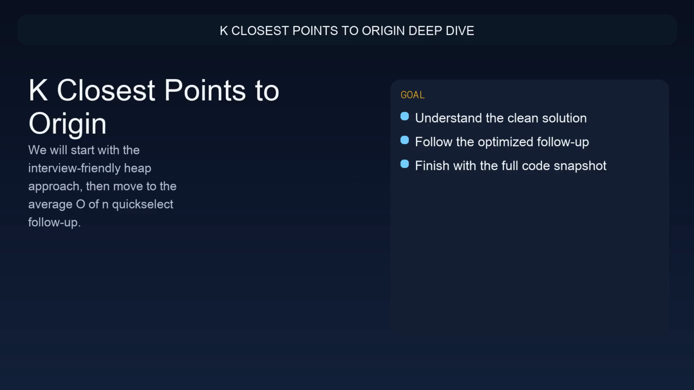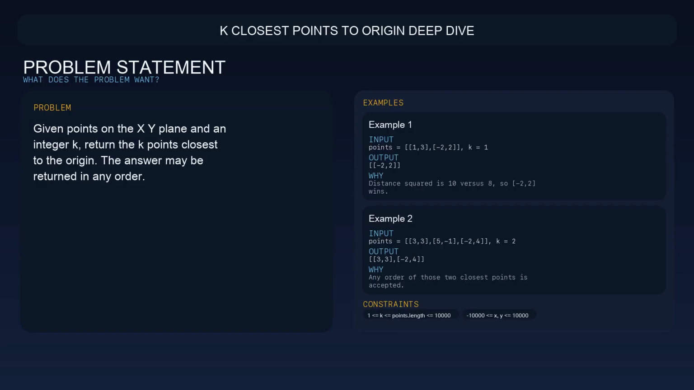In this longer version, I want to build 2 layers. First, the clean heap solution that is excellent for interviews. Then the harder quickselect follow-up that brings average time down to linear. The problem gives us up to 10,000 points and asks for the k closest to the origin.